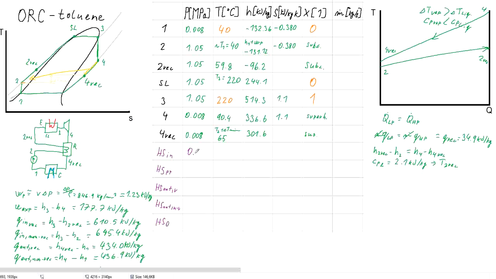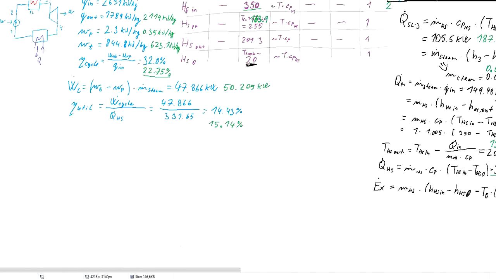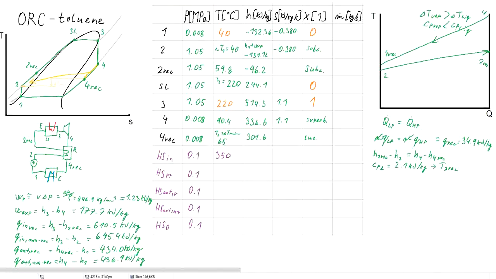So the heat source was some gas at probably something around ambient pressure. And the inlet temperature of the heat source was 350 degrees C, and the ambient temperature was 20 degrees C.